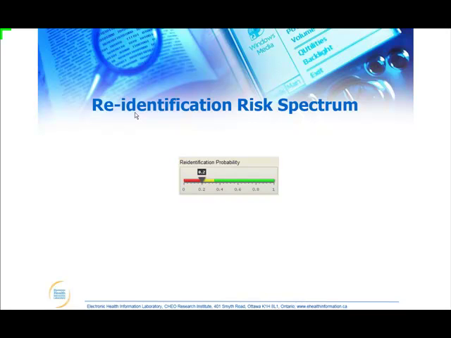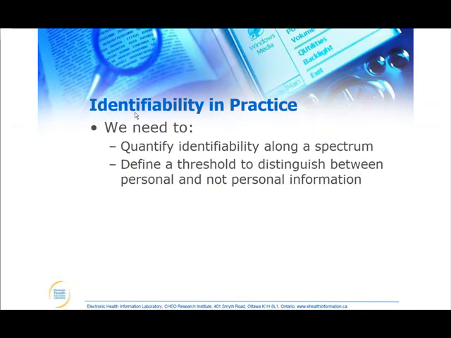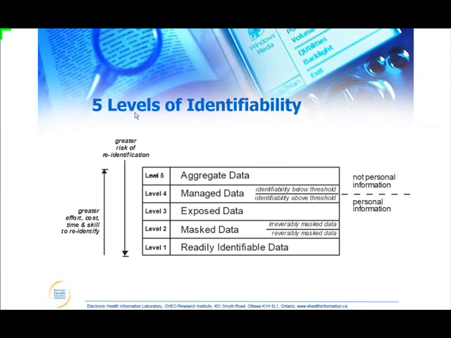So we really need 3 things, or 2 things, depending on how you describe them. You have to be able to quantify identifiability along some kind of spectrum. If you're going to define a threshold and say what's above is too high and what's below is acceptable, you need to be able to quantify and measure identifiability somehow. And then you need to define a threshold, or agree on a threshold, that is acceptable. At what point is identifiability too high for you, so that it becomes personal information? Now I'll talk a little bit about those 2 things and how you can operationalize them in practice.